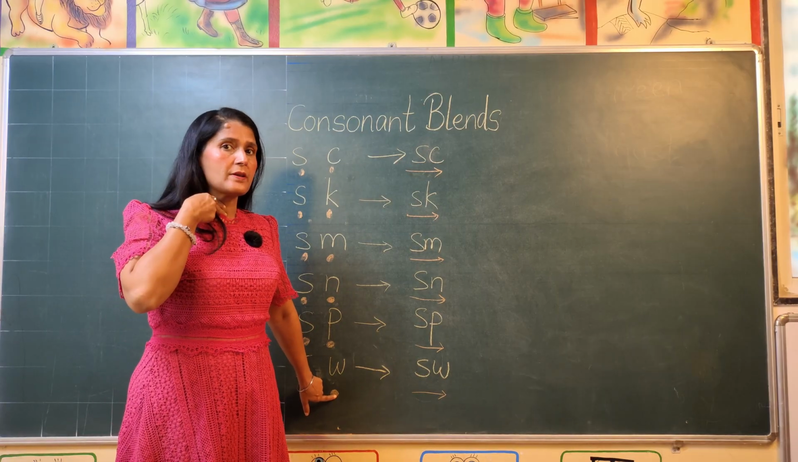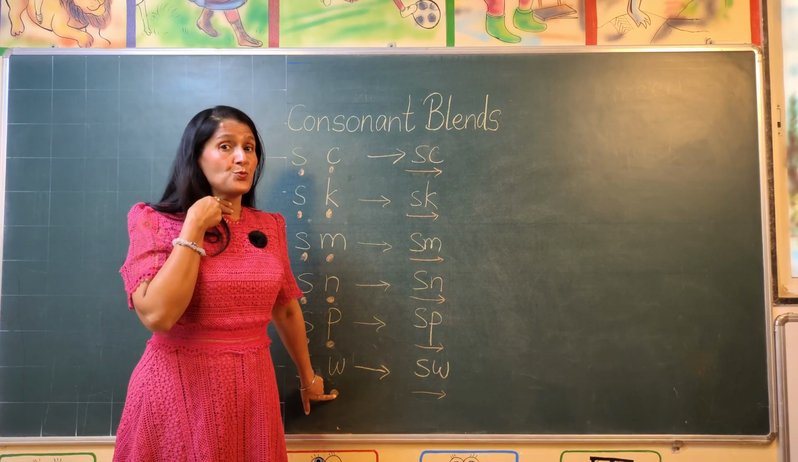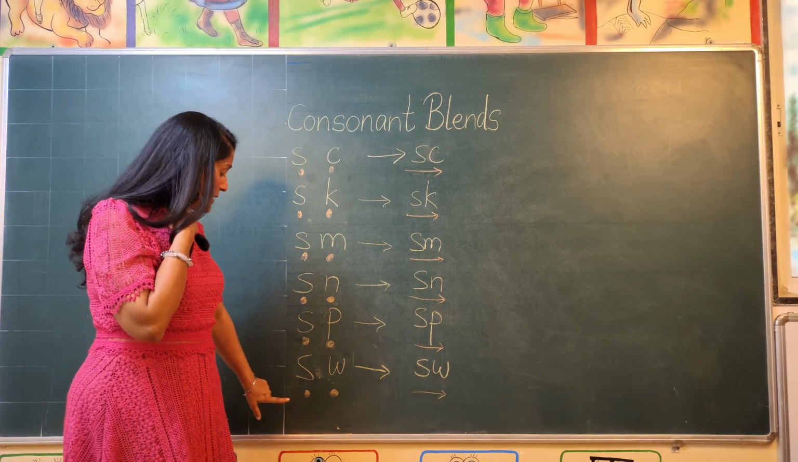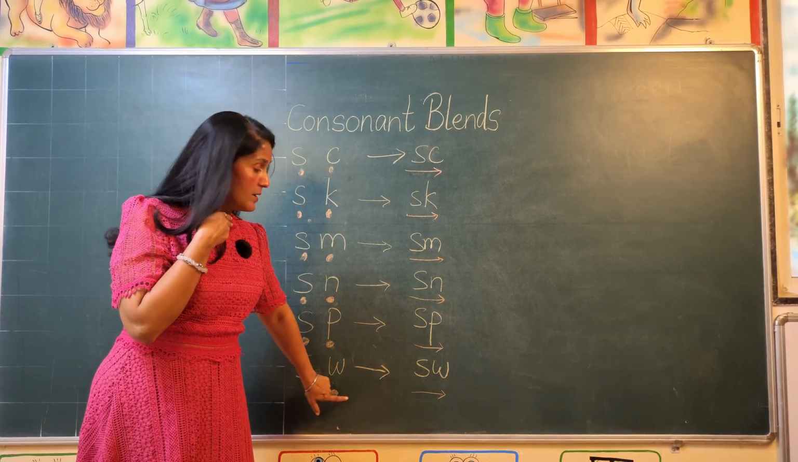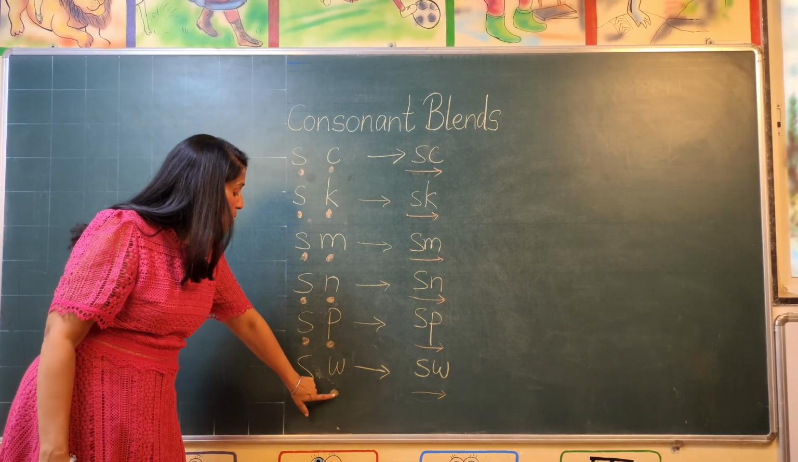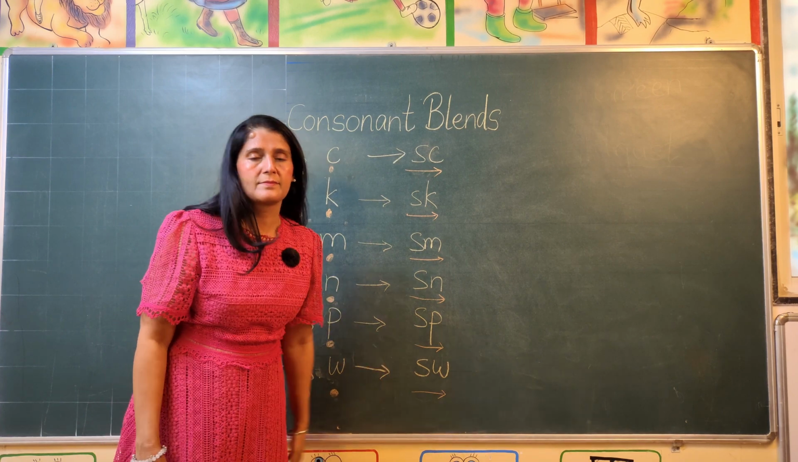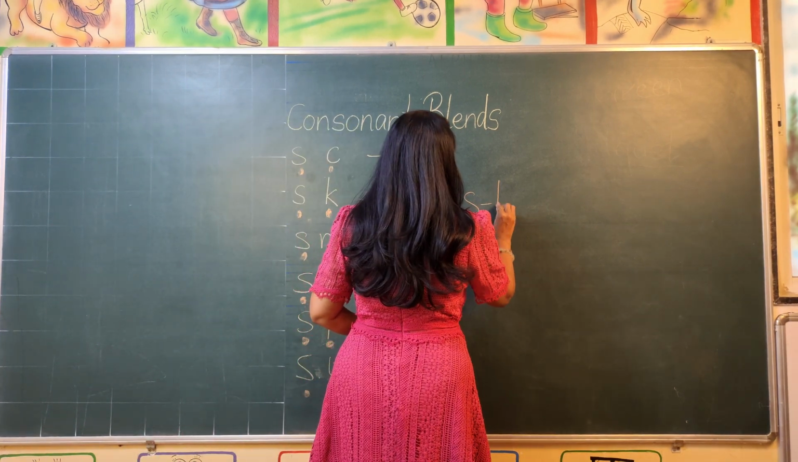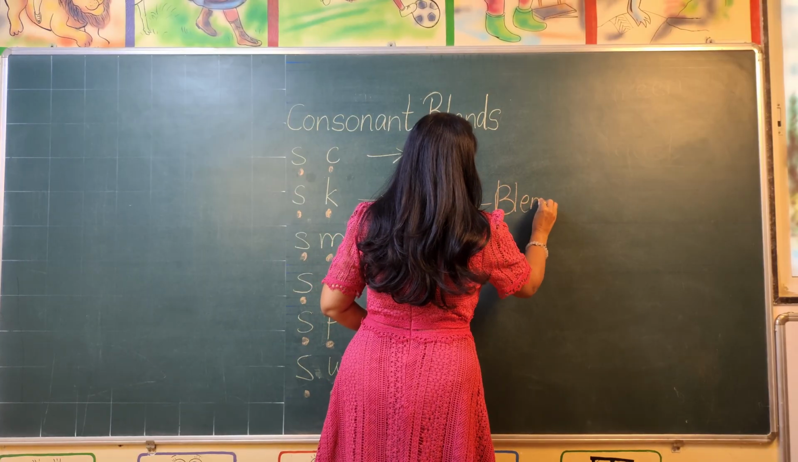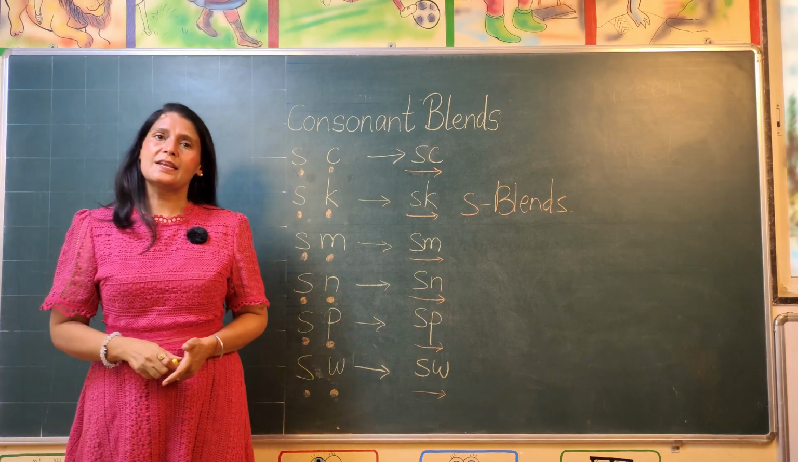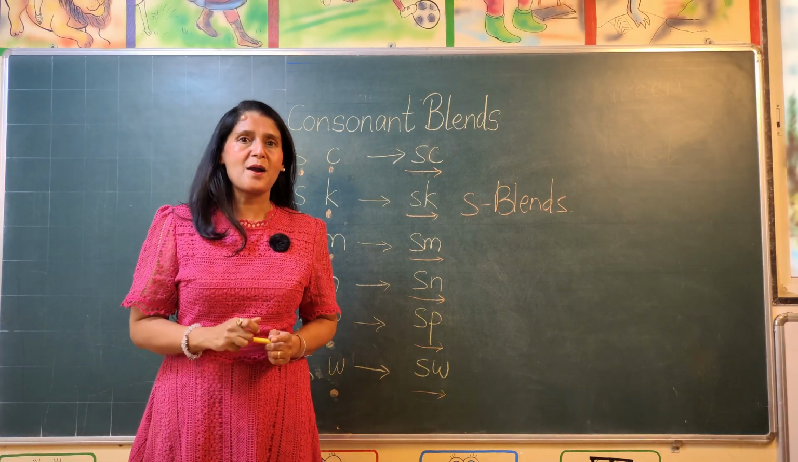You keep two fingers here on the epiglottis and it should vibrate when you make the sound of W. So it is s, w, sw. So this we call an S blend. Now we will do the next family of blends, that is R blends.